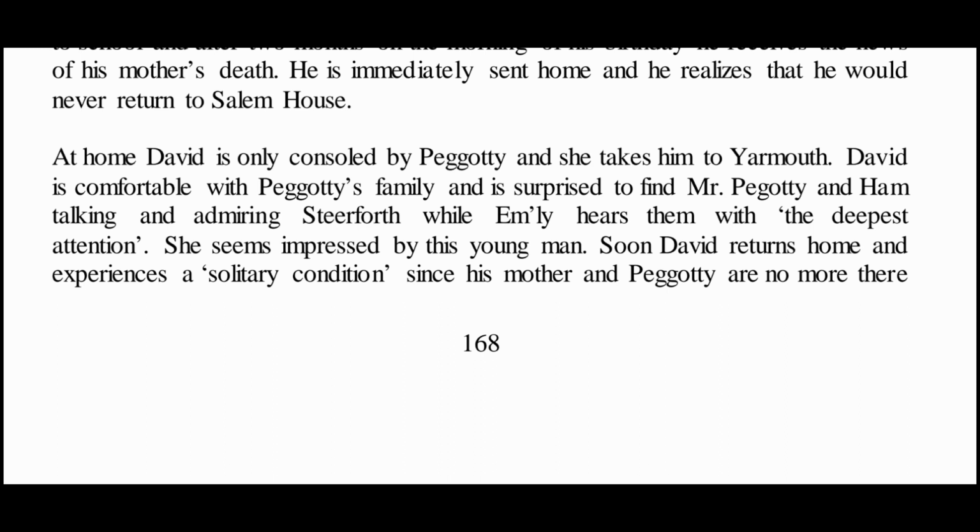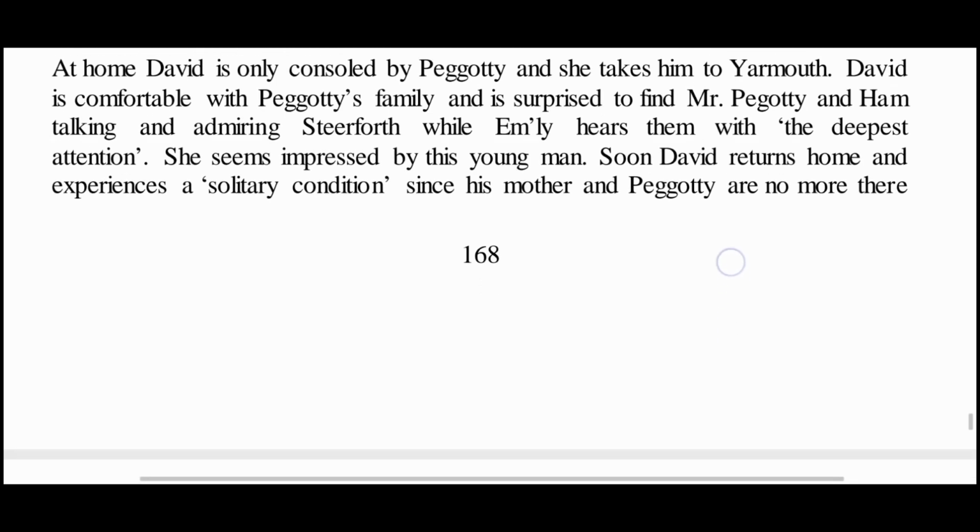David is comfortable with Peggotty's family and is surprised to find Mr. Peggotty and Ham talking and admiring Steerforth, while Emily hears them with the deepest attention. She seems impressed by this young man. Soon David returns home and experiences solitary conditions since his mother and Peggotty are no more there.